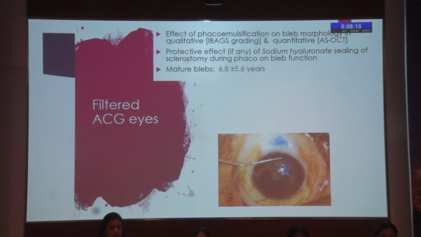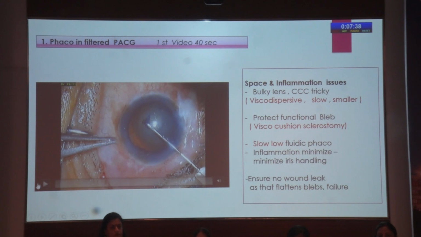We did a study on that, which is part of my talk, done way back: effect of phacoemulsification on bleb morphology, both qualitative and quantitative. What we tried to do was protect the bleb ostium, the internal ostium, with sodium hyaluronate to reduce the effect of the phaco energy on the bleb and to reduce the inflammatory mediators going in at that time. We took mature blebs, more than 2 years preferably, at least 1 year old. Don't try to do a cataract surgery in a very young bleb. This series had a 6.8-year mean. So this is how we did this surgery.